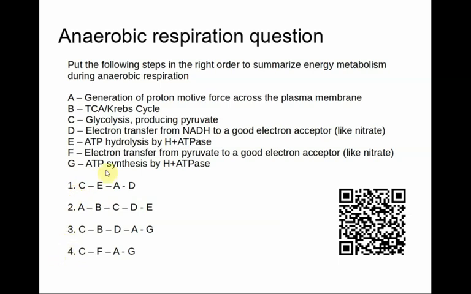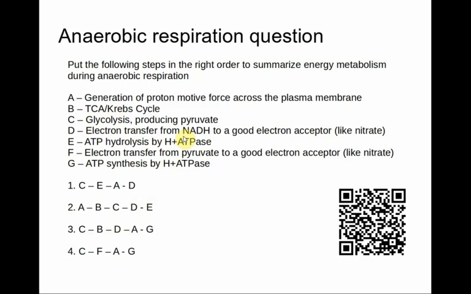And they both end up with A and G. So what's A and G? Generate the proton motive force and then produce ATP. Yeah, that's right. That's what you want to do. That's your end product, ATP. So both of these are correct. And then you have 2 choices. Either F, electron transfer from pyruvate to a good electron acceptor, or the TCA Krebs cycle and then electron transfer from NADH.